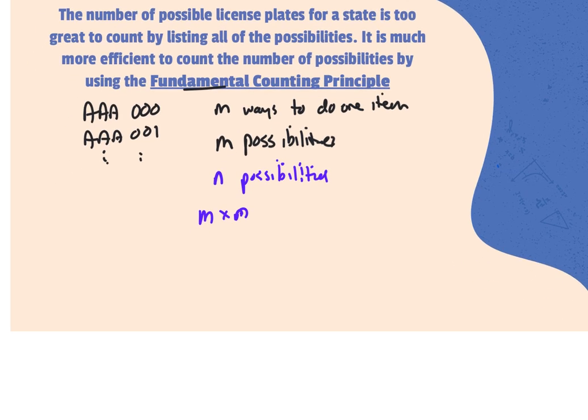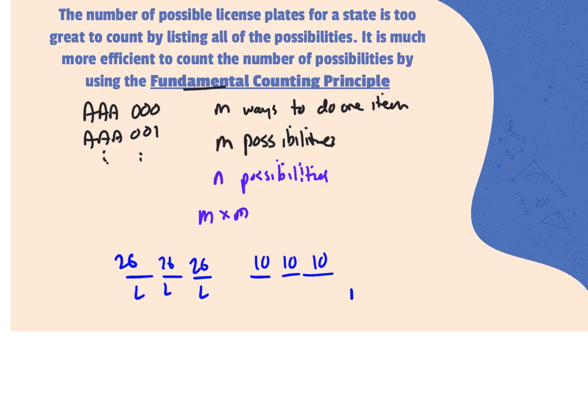So how does that translate to license plates? For the license plates, that means for the 3 letters and the 3 numbers, I've got 26 choices for that, 26 choices for that, 26 choices for that. Then for the numbers, I've got 0 to 9, so I've got 10 times 10 times 10. So my total is going to be 26 times 26 times 26 times 10 times 10 times 10.